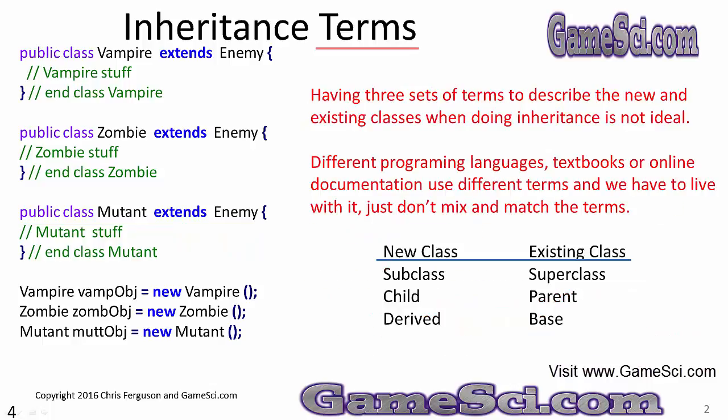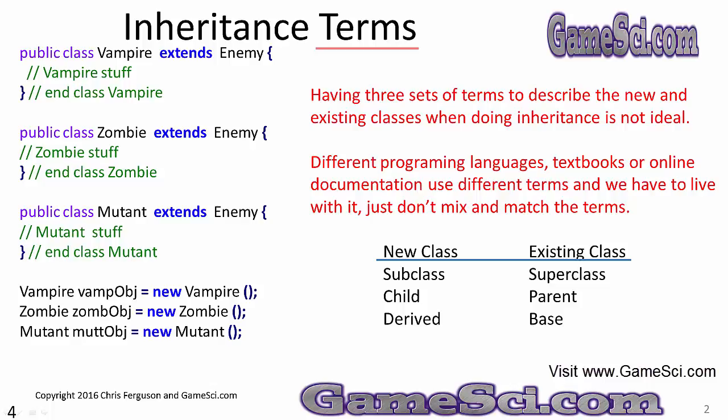Having three sets of terms to describe the new and existing class when doing inheritance is not ideal. Different programming languages, textbooks, or online documentation use different terms, and we have to live with it. Just don't mix and match the terms. A lot of this boils down to programming language. Java likes superclass, subclass. A lot of C++ documentation uses derived and base class. It depends on the website, the book, and the programming language you use.